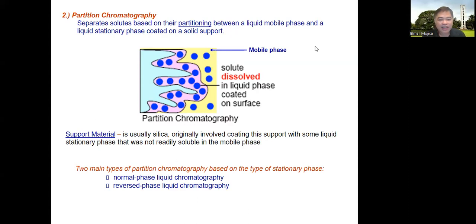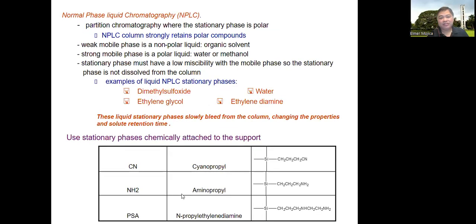So you have silica, and you originally coat the support with some liquid stationary phase that was not readily soluble in the mobile phase. There are two types of this partition, the normal phase and the reverse phase. Between the two, the reverse phase is the one that is more commonly used. My experience is I use the reverse phase. Now you may ask, why do we call one normal and the other one reverse phase?